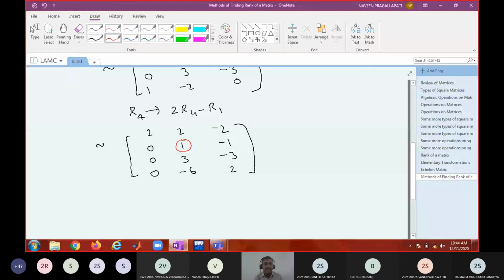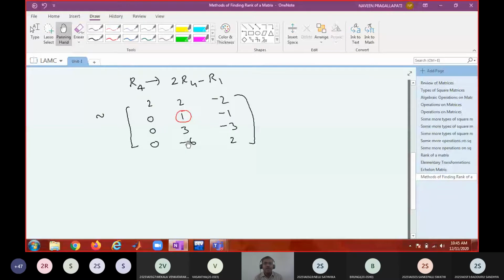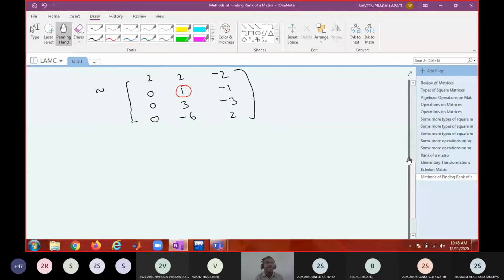Once the pivot position is fixed, what is your next task? All the elements under the pivot position should be made 0. There are two non-zero entries under the pivot position. So these two positions must be made 0. For that, how many row operations are to be applied? Two row operations. To make this entry 0, one row operation. To make this entry 0, one more row operation. Now can you tell me those row operations? Sir, first R3 gets R3 minus 3R2. Is that okay?